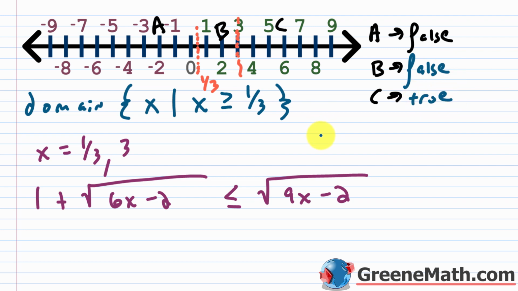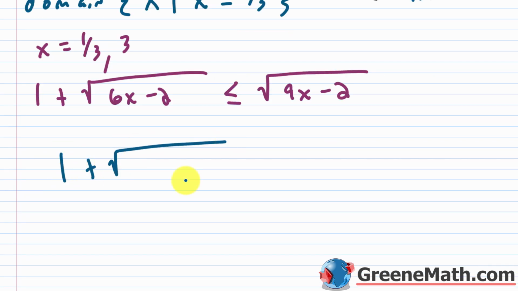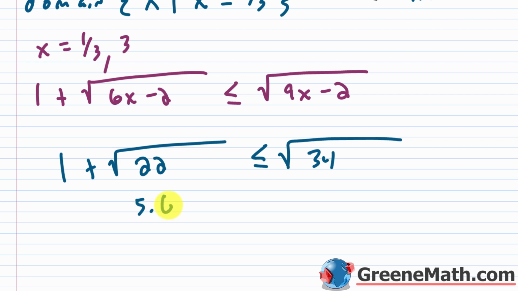Let's pick something like, let's just say 4. That won't be that bad. So let's say 1 plus the square root of 6 times 4 is 24. 24 minus 2 is 22. This should be less than or equal to the square root of 9 times 4 would be 36. And then 36 minus 2 would be 34. So again, this is just something you can punch into your calculator. 1 plus the square root of 22. Let's just say that's about 5.69. Again, it's an approximation. Is this less than or equal to the square root of 34? That's about 5.83. So this is a true statement.